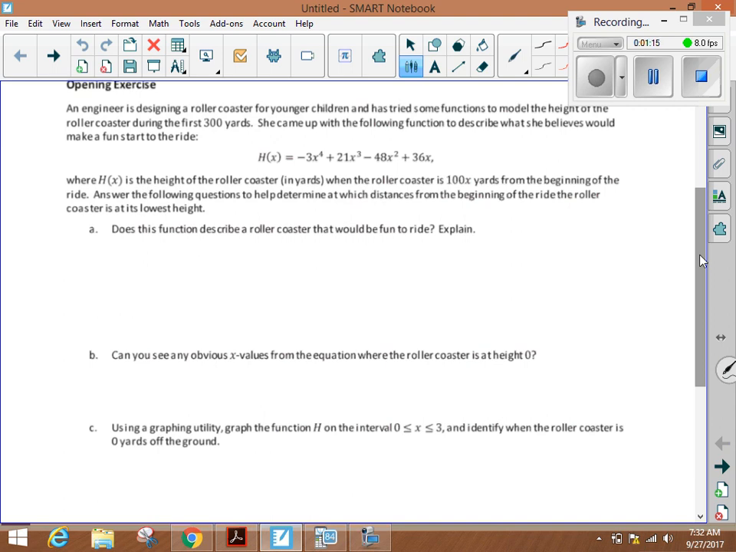The first question asks us, does this function describe a roller coaster that would be fun to ride? Explain. We could set up a table of values, x and y, plug in different values, and graph it by hand just by plotting points and getting an idea for it. But for the sake of time and getting us used to our technology, let's go ahead and graph this using our graphing calculator.